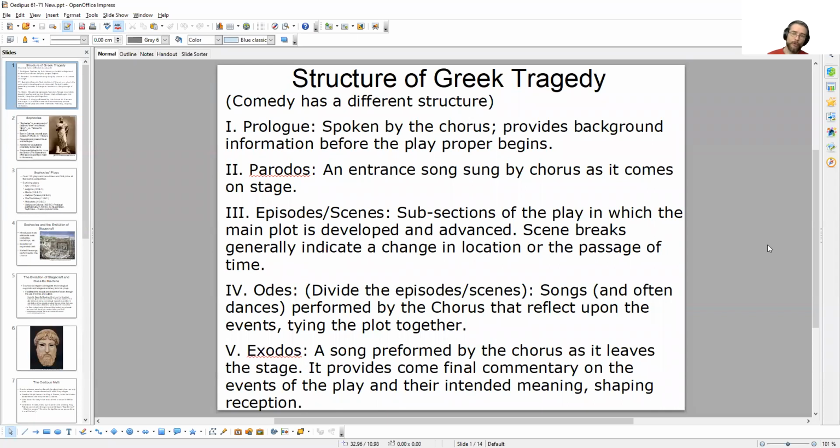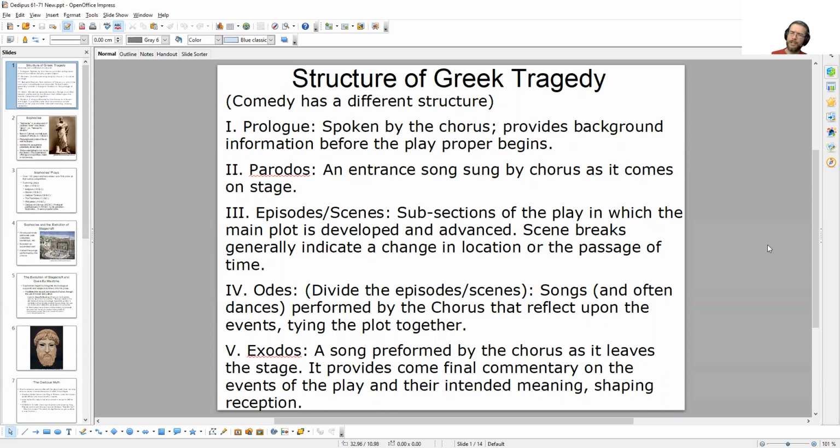As a summary, there are five components of the Greek tragedy, or five major structural elements. First, the play begins with a prologue. A prologue literally means it's something that comes before the rest of the story. Prologue can be used both colloquially or as a description of a specific component of a play. The prologue in one of these Greek tragedies, like Oedipus Rex, is spoken by the chorus.